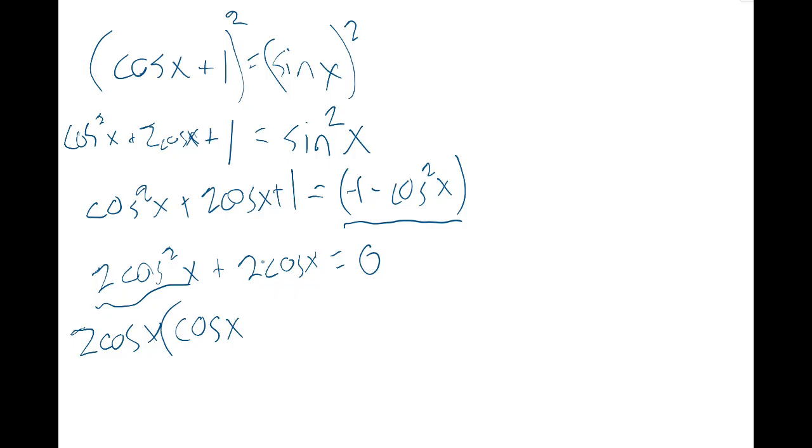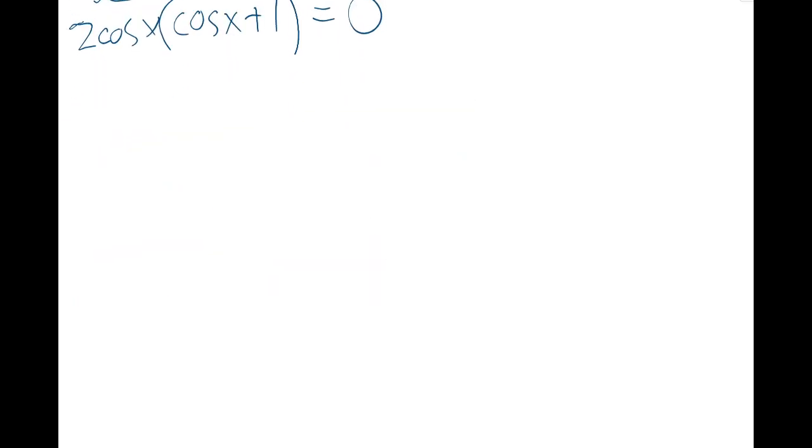And then if you take it out from this term, you're just left with 1. So that is what we have, and we have that equals 0. So just like the other ones, what we're going to do is set each of these pieces equals 0. So we're going to say 2 cosine x equals 0, and cosine x plus 1 equals 0.